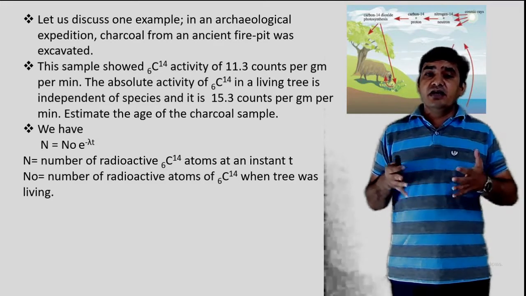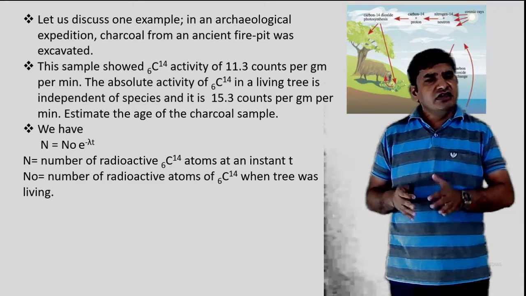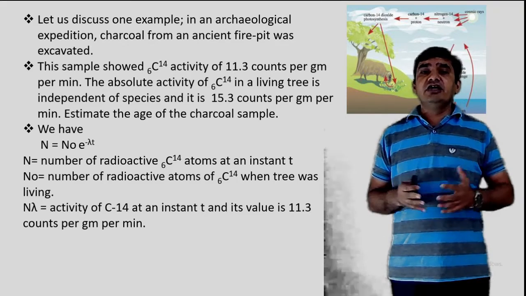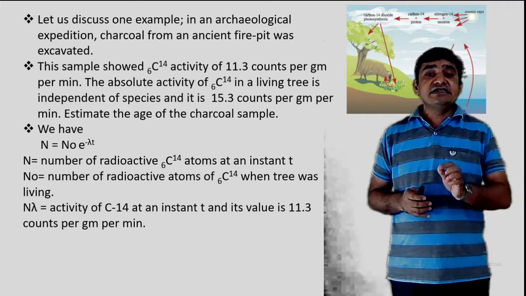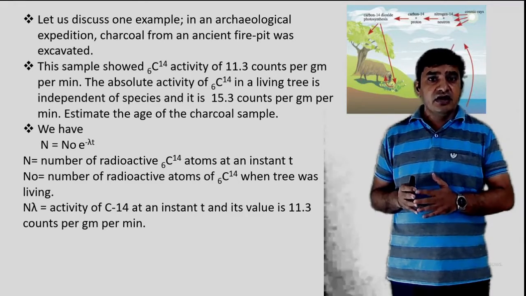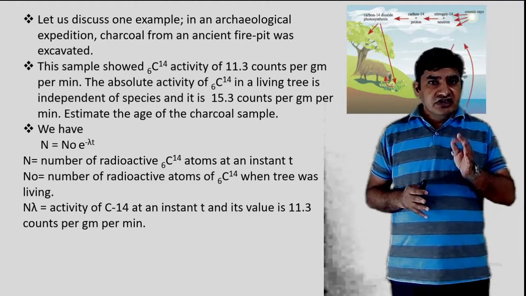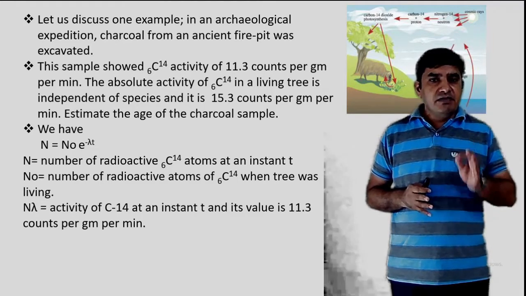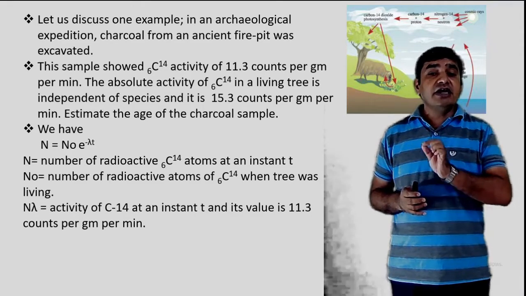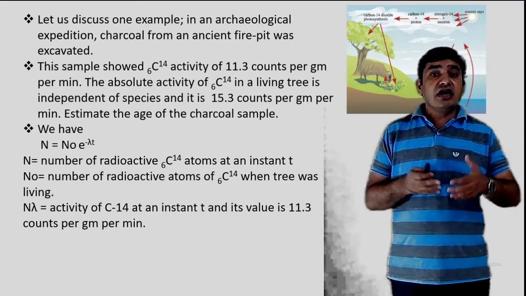N is the number of radioactive carbon 14 atoms at a time t when the trees are dead. Nλ is the activity of carbon 14 at that instant, and its value is 11.3 counts per gram per minute. This represents the activity of carbon 14 at a time t, that is, when the trees are dead.